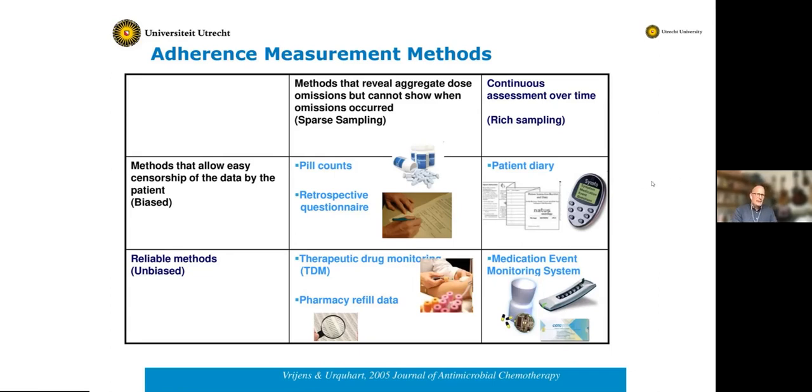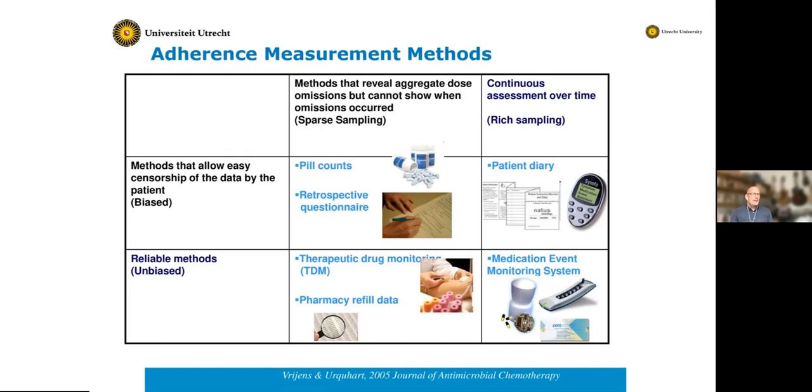of the table. A patient diary gives you continuous measures over time, every day or multiple times per day. You can check whether the patient reports taking their medication. But still, it is biased because people fill in their diaries with false entries, or they forget to fill in the diary, and then you still don't know whether they took the medication or not.